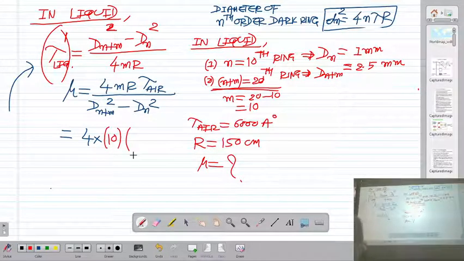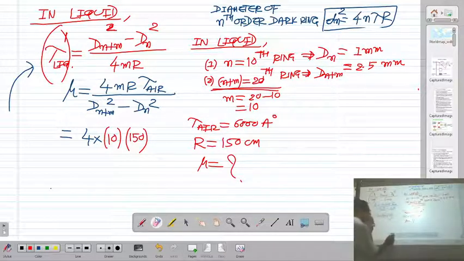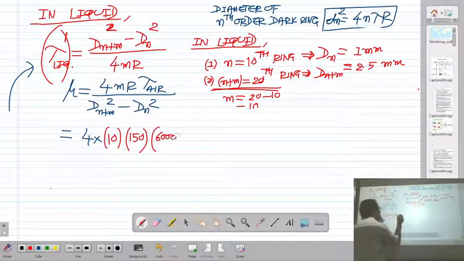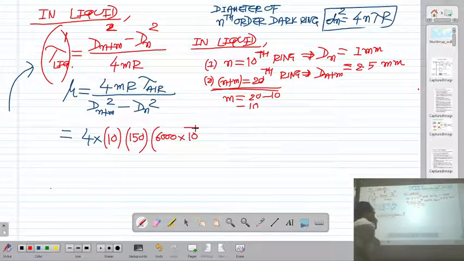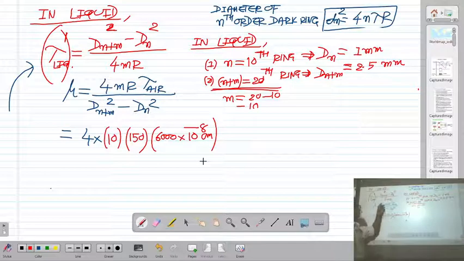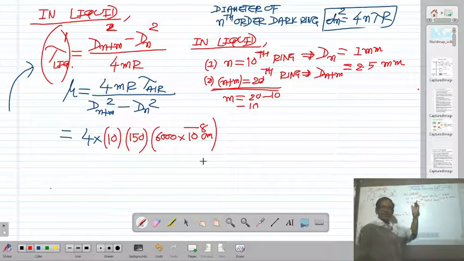Radius of curvature of the lens is given to you. Radius of curvature of the convex lens is 150 centimeter. Wavelength of light in air you are given as 6000 angstrom, so 6000 into 10 raised to minus 8 centimeter. Right? So m is the difference of the two ring numbers 10 and 20, that is 20 minus 10, 10.